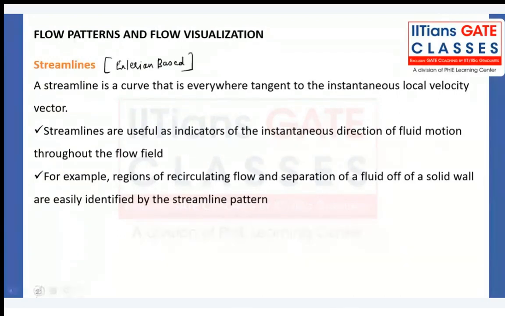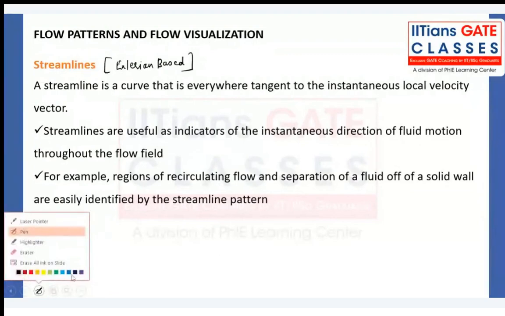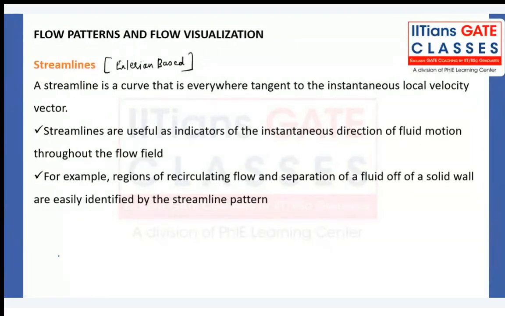Again, we have two types of lenses. One lens will be Eulerian, the second lens will be Lagrangian. Right now we are wearing the Eulerian lens and observing the whole thing. So one of the first Eulerian based flow visualization patterns is streamlines. How many types of flow patterns can there be by means of which we can visualize the flow? We have four types.